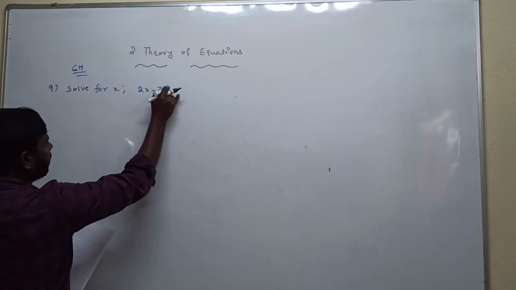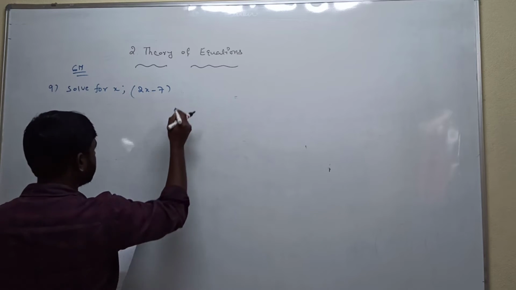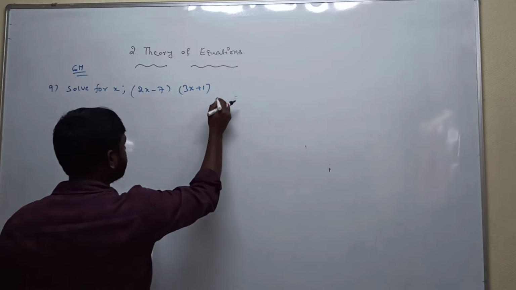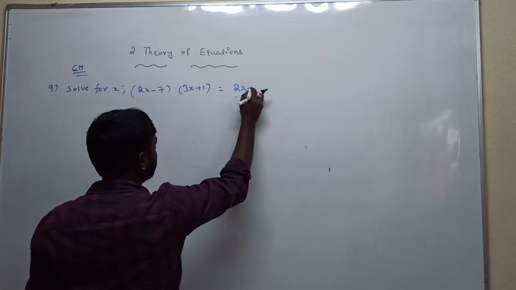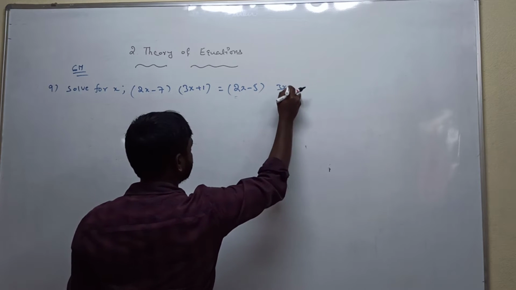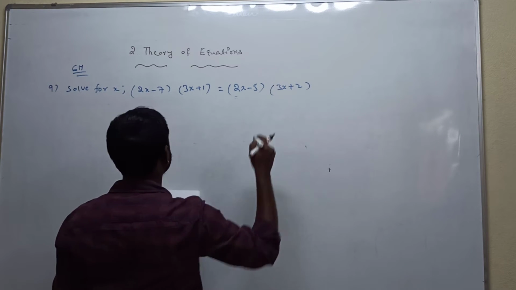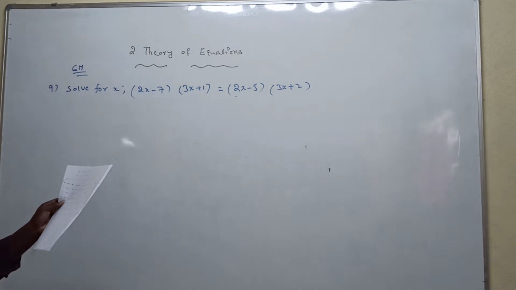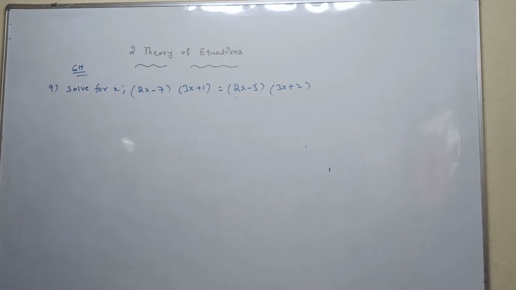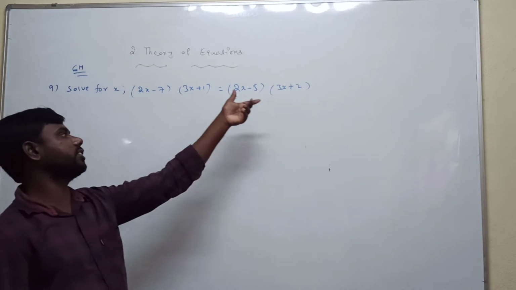2x minus 7 into 3x plus 1 is equal to 2x minus 5 into 3x plus 2. So now, what are the given equations? LHS equation or RHS equation?